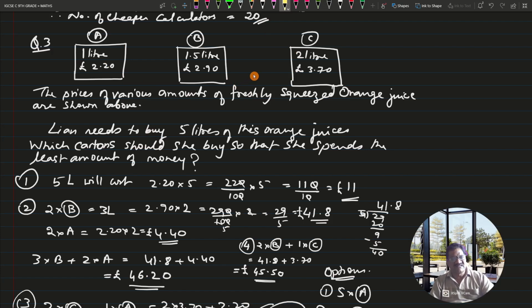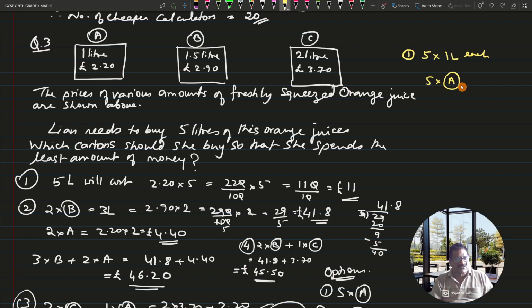So first, let us see if she needs 5 liters, what kind of possibilities are there that she can select. The first possibility that comes to my mind is she can take 5 bags of 1 liter each. I can write this as A, because A represents the 1 liter bag. So it becomes 5 into A.